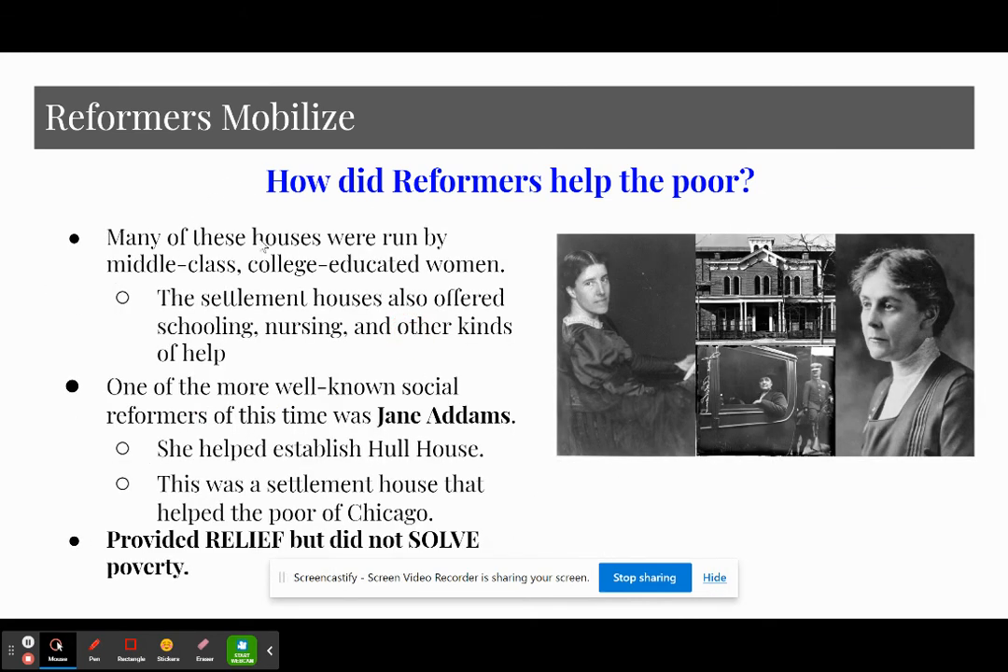So many of these houses were run by middle class, college educated women in particular. So this is going to be a little bit of a predecessor to the progressive movement that we're going to look at in the next unit. A lot of these themes are going to repeat. Settlement houses offered schooling, nursing, and other kinds of help. One of the most well known social reformers of this time is Jane Addams. She established Hull House in Chicago, and this focused on helping the poor of Chicago.